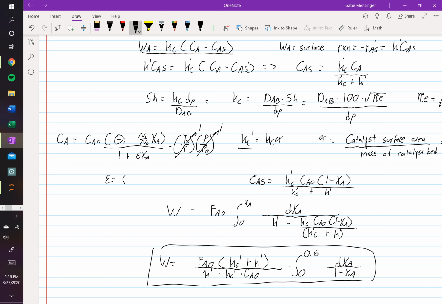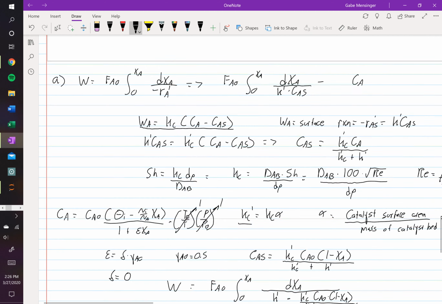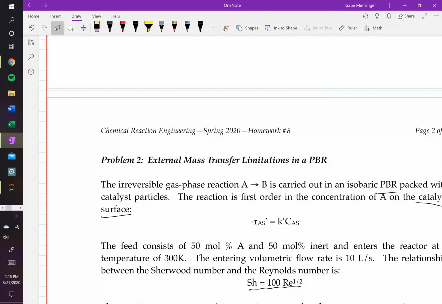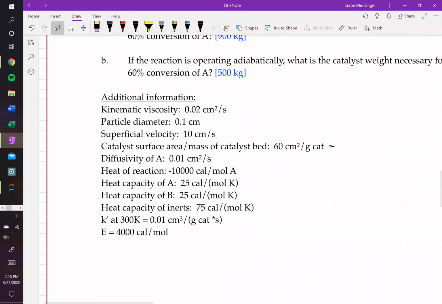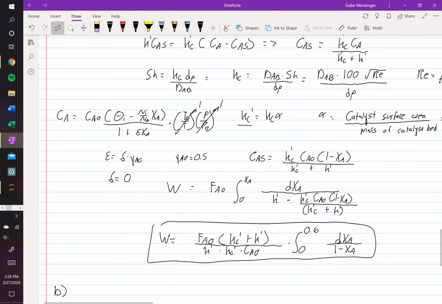Epsilon is equal to delta times YA naught. YA naught is equal to 0.5 because of the inert that we have coming in. Delta, in this case, is equal to 0, because if we remember, the reaction is A goes to B, 1A goes to 1B, so it's going to just be 1 minus 1 is equal to 0. So that whole term on the bottom will then go to 1. So that's why CA can just be simply written, even though it's a gas phase, CA naught times 1 minus XA. So it works out nicely.